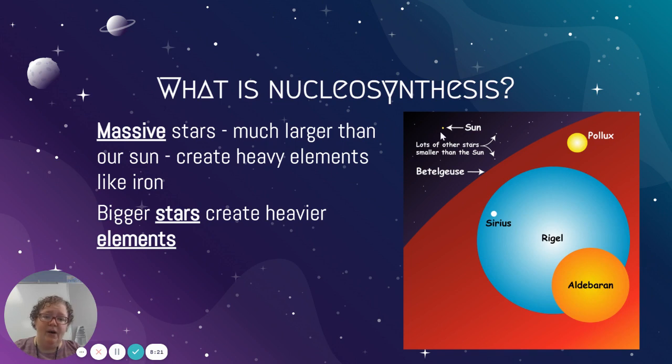You can see in this diagram, our sun is this little tiny yellow dot, right? Here's other stars that are smaller than the sun, but then we have these that are much larger. So look at like Pollux or Rigel or Aldebaran, or this giant red one is actually Betelgeuse. So if you think about Betelgeuse, this star, it's huge. It's massive compared to the sun. That's where those really heavy elements like iron are going to be created right in the core of that star through that process of nuclear fusion and that idea of nucleosynthesis, of those small elements combining to form heavier and heavier elements.